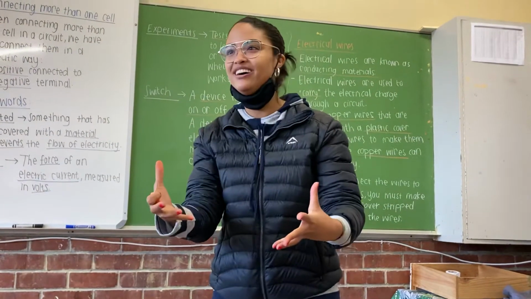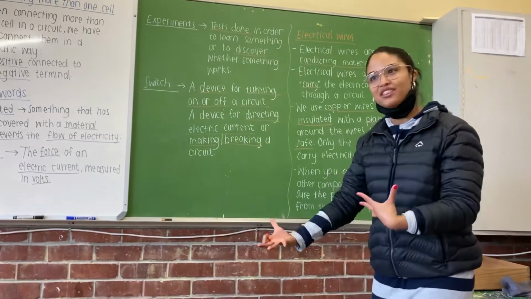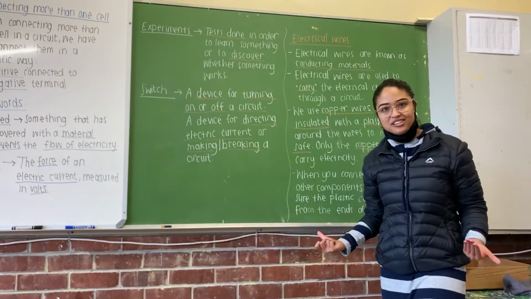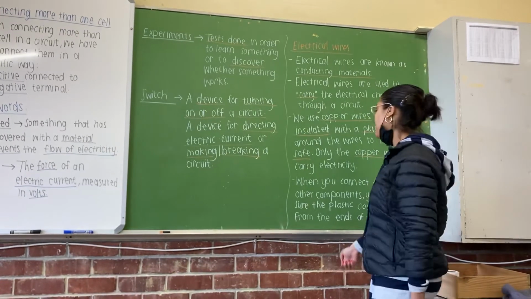A wire carries electrical charge from one point to another point. Which wire? Copper wire. How do we protect ourselves from it? It's insulated with plastic. Okay.